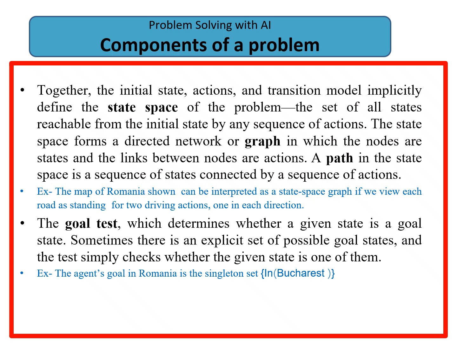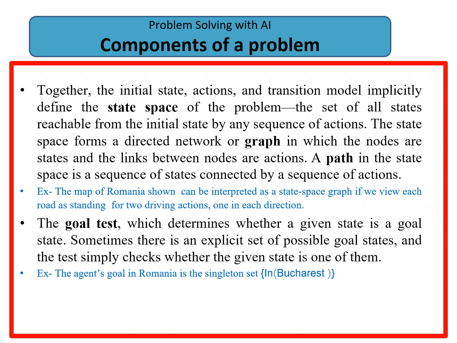Graph representation: the state space is represented as a graph. Nodes represent states or cities. Edges represent actions or roads. For example, Arad to Sibiu represents the action Go Sibiu. The search algorithm explores the state space to find the solution.